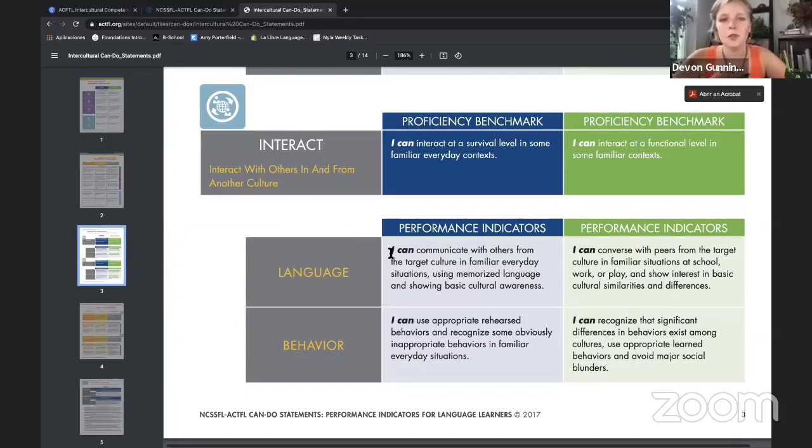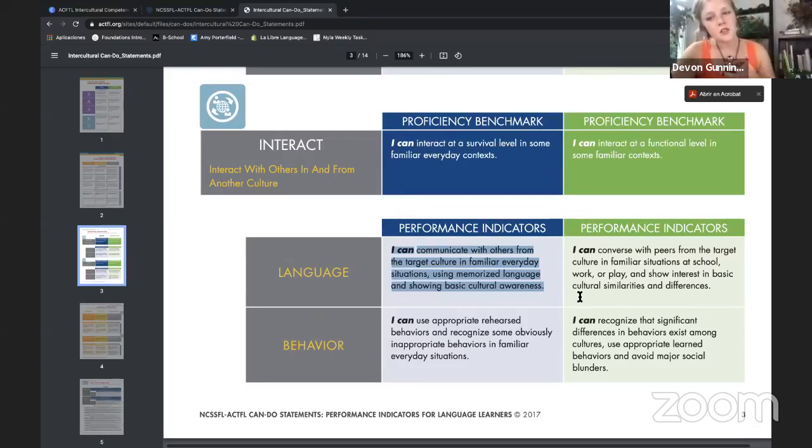This is how we can help to incorporate the language and, very essentially, the behavior pieces of interacting in a language. I can communicate with others from the target culture in familiar everyday situations, using memorized language and show basic cultural awareness. So this is where you can look at the tasks that your students are accomplishing with their language and evaluate whether they can actually accomplish that task and whether it's at the right level for them.